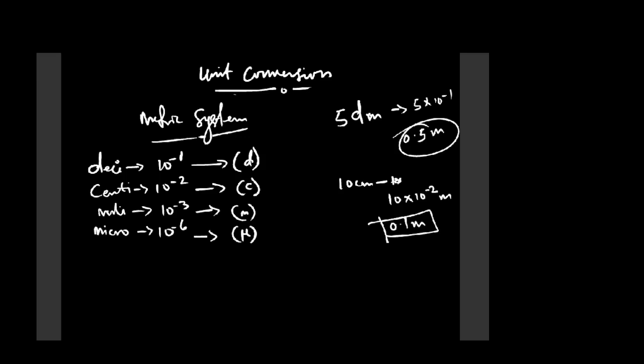The next one is nano, which is 10 to minus 9, and the symbol is small letter n. The very last one here is pico, which is 10 to minus 12, and the symbol is p. I want you to understand something about this.